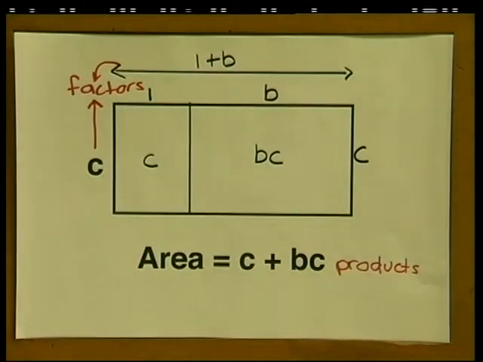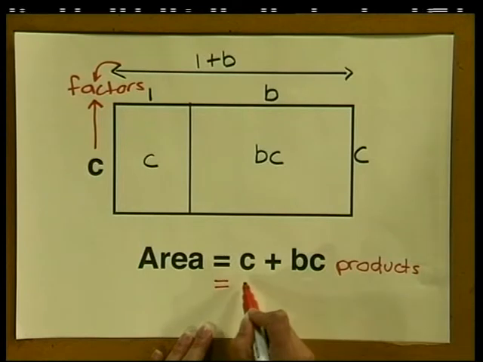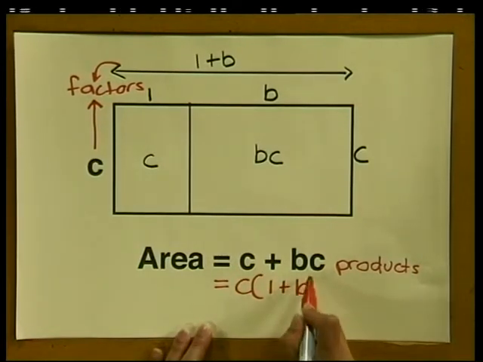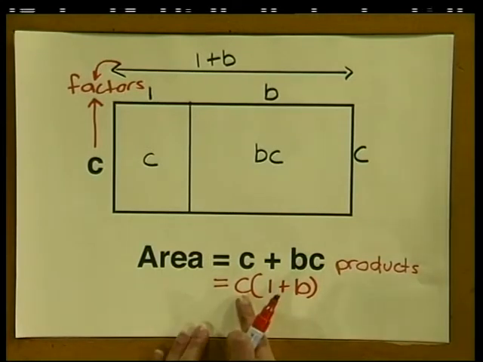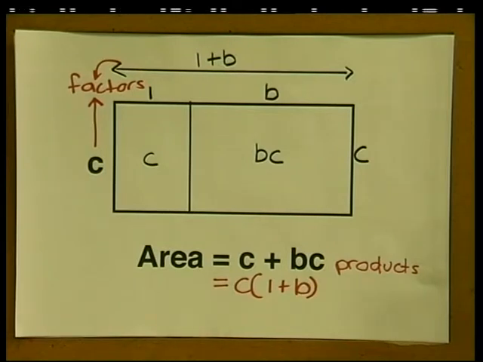Now we can also see that we can write the product C plus BC as the product of C multiplied by 1 plus B. Notice that C is the common factor of C and BC. What have I done here? I have taken out the common factor C. In other words, I have factorized the expression. Let me show you what I mean in another example.